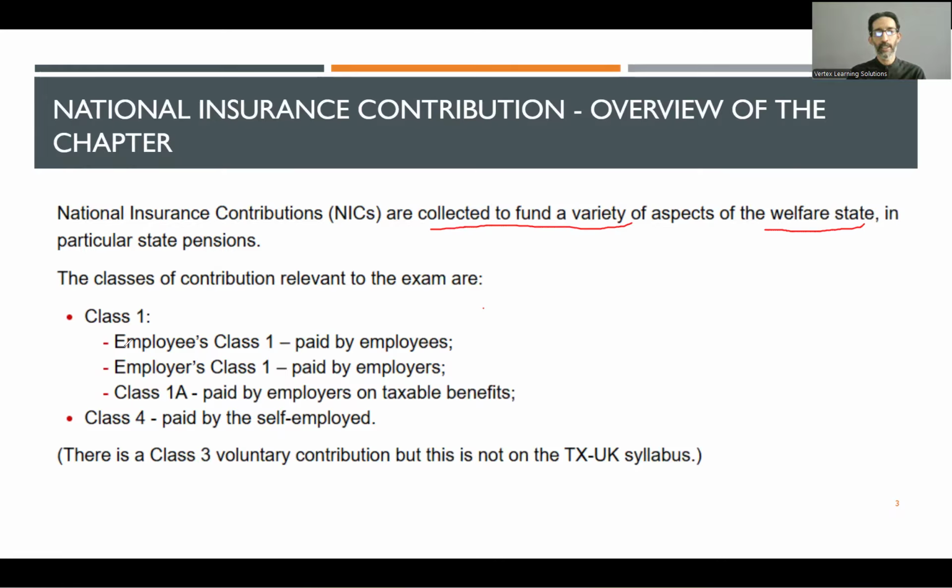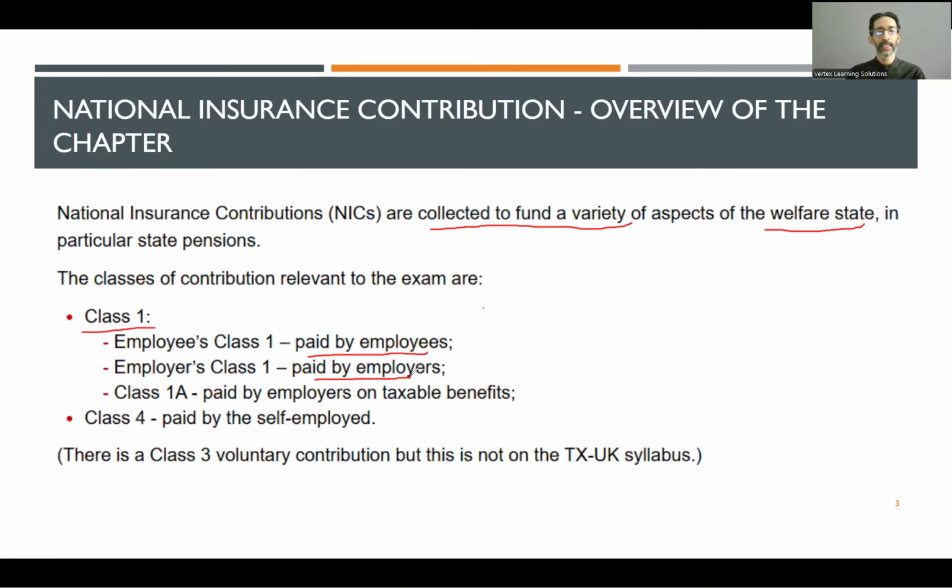So first of all, the class 1 NIC is divided into primary and secondary. The primary is class 1, which is paid by employees on their earnings that they get from their employers. So we will also see the definition of what are earnings. Then it comes to the employer: on the same earnings, a certain percentage would be paid by the employers. Okay, so there are specific rules for that. We are going to understand those rules. We are going to look at examples to understand.